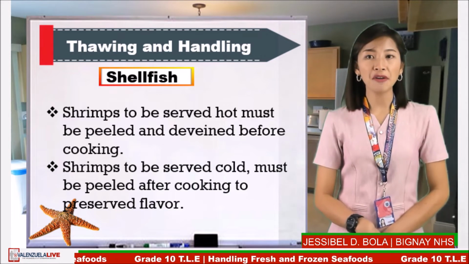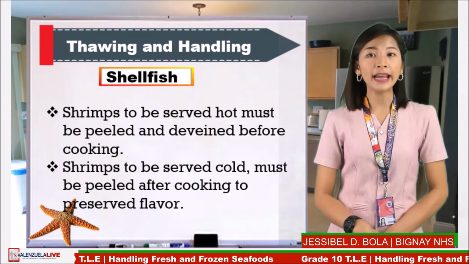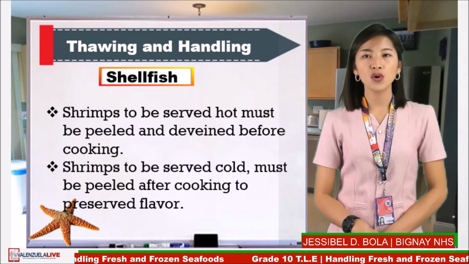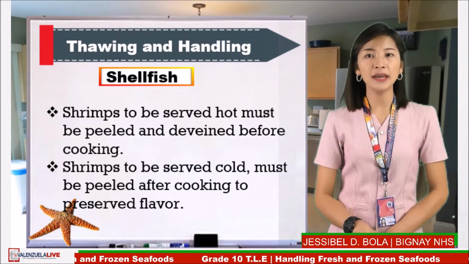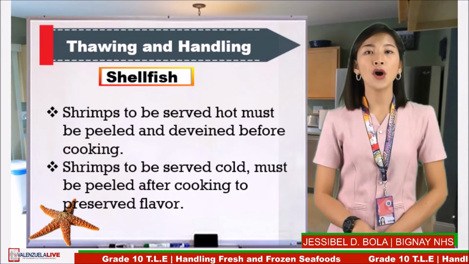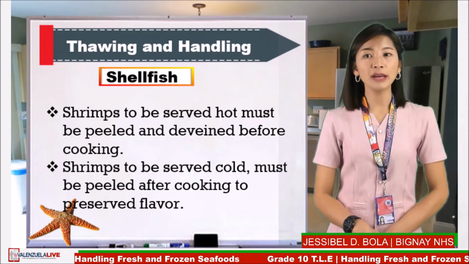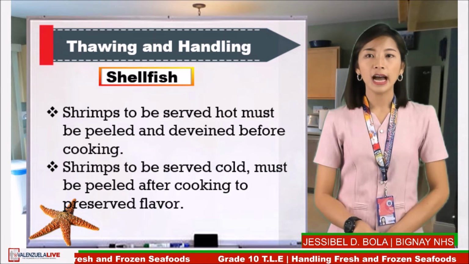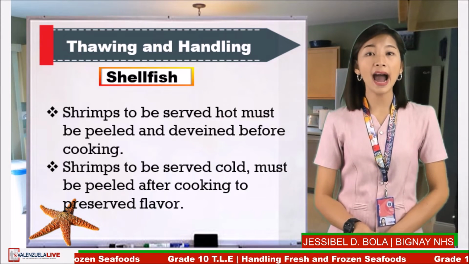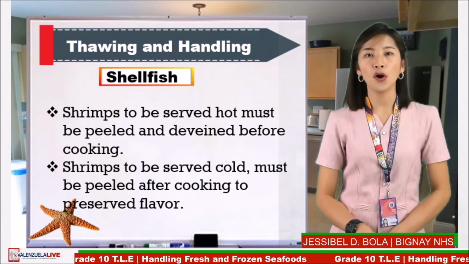Shrimps to be served hot must be peeled and deveined before cooking. Deveined means removing of the dark dorsal vein from shrimp. Next, shrimps to be served cold must be peeled after cooking to preserve flavor.